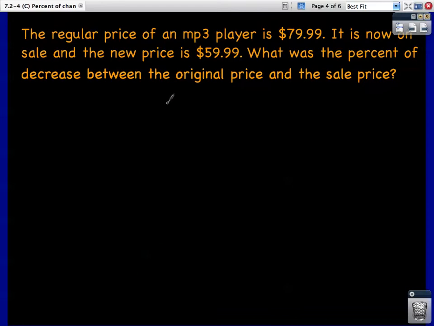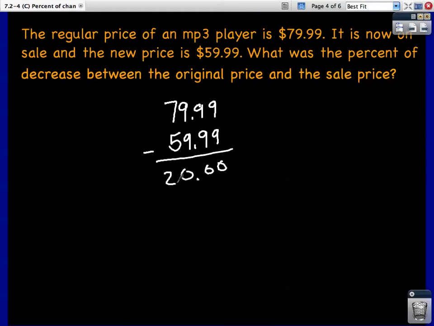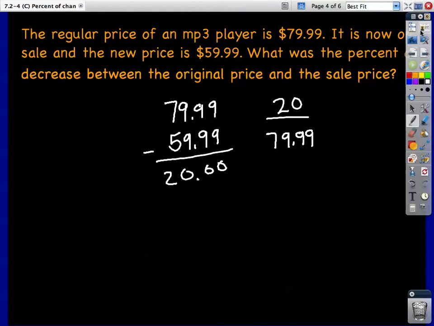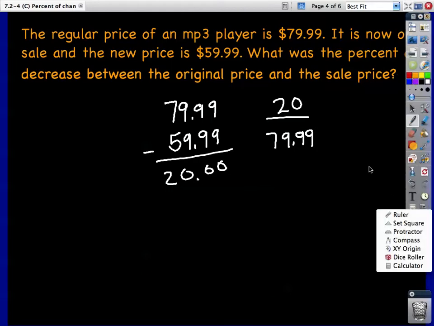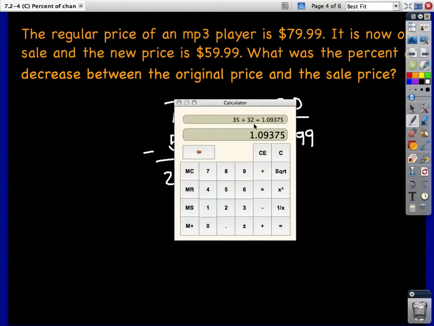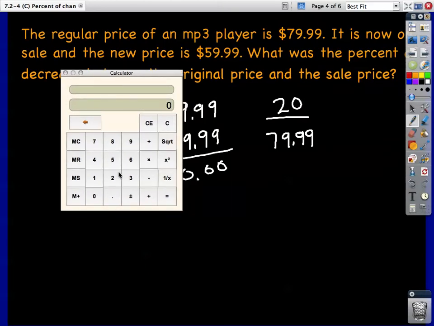Well, first we need to find that amount of change between the two numbers. And many of you might already see what this amount of change is, but just to be safe, I'm going to do some subtraction here. And it's indeed what I expected it to be, 20. So it's a $20 difference. And we have to divide that by the original amount of $79.99. Again, I'm going to use a calculator for this. However, I know right off the bat that 20 is 1/4 or 25% of 80. So I'm going to expect this to be basically 25%. In fact, it's probably going to round to 25%.